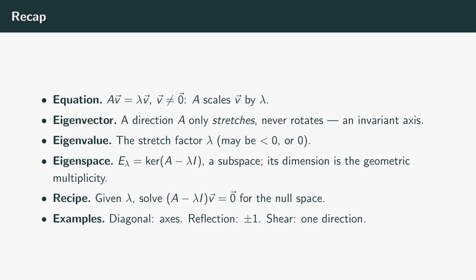To find eigenvectors once you know an eigenvalue, you solve the homogeneous system A minus lambda I times V equals 0. We saw three examples: a diagonal matrix whose eigenvectors are the coordinate axes, a reflection with eigenvalues plus 1 and minus 1, and a shear with a single eigendirection. Next episode, the missing piece: how to find the eigenvalues themselves from the determinant of A minus lambda I.